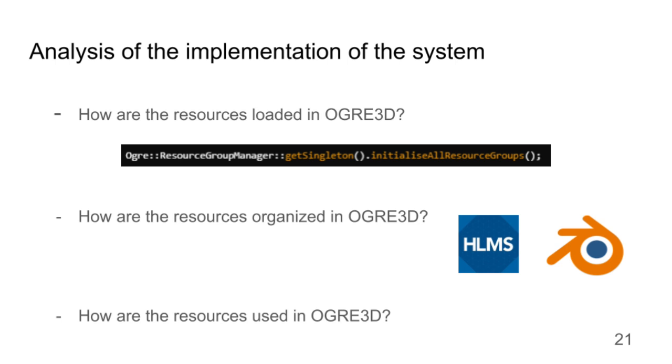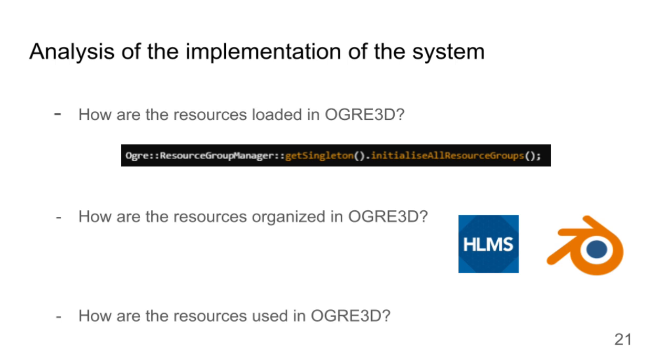You can see that OGRE3D uses different types of resources, each managed through its own system. For example, 3D models are created in external programs like Blender and are exported as .mesh files. Another example is materials and textures that are exported as .material, .jpg, etc. And finally, another example is the shaders that are managed through HLMS.